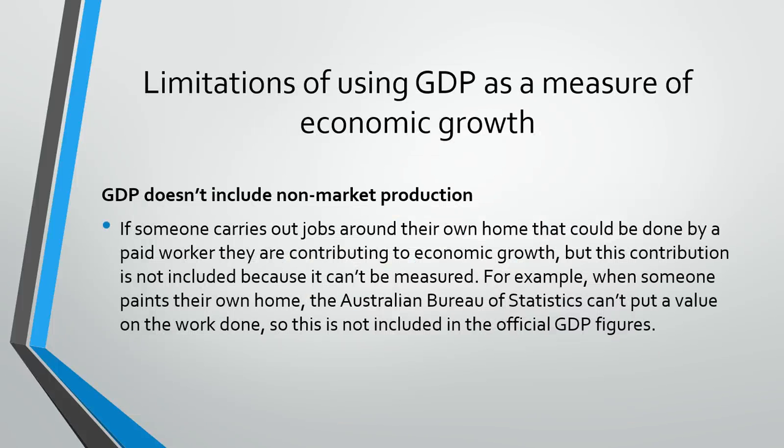Now we're looking at 4 limitations of using GDP as a measure of economic growth. GDP doesn't include non-market production. So say, for example, people carry out jobs around their home that could be done by a paid worker. That would be contributing to economic growth. But if I'm doing my housework, I'm cleaning my clothes, I'm ironing my clothes, I'm mowing my lawn, but I'm not getting paid for it, that work doesn't go towards the GDP. So that's one of the limitations. It doesn't include the non-market production.